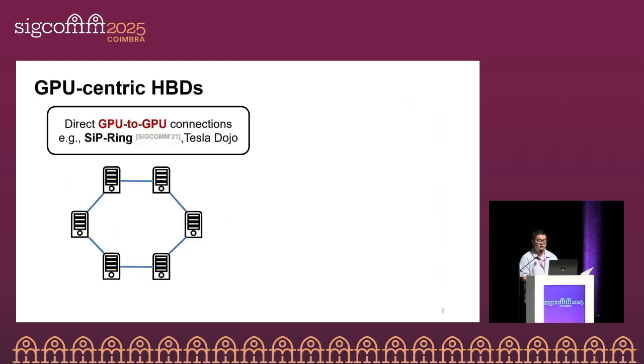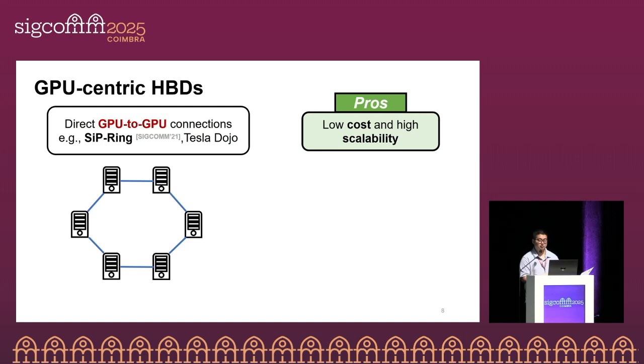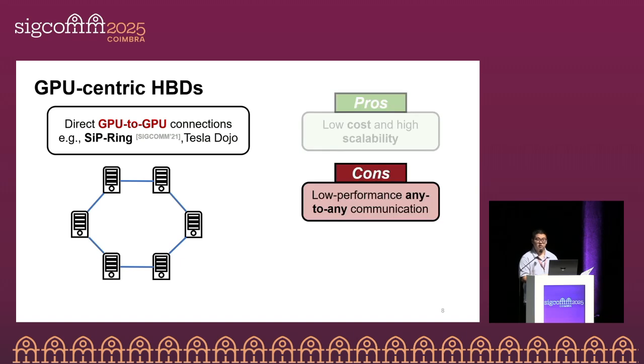We call this switch-level fault explosion radius. The second type is GPU-centric HBD. They use direct GPU-to-GPU connections to form mesh or torus-like topologies. Examples include SiP-Ring and Tesla Dojo. On the left is the SiP-Ring. They reduce the use of switches and links, which lowers cost and improves scalability. However, the drawbacks are significant. First, the collective communication they can support efficiently is limited, and the any-to-any communication is slow.